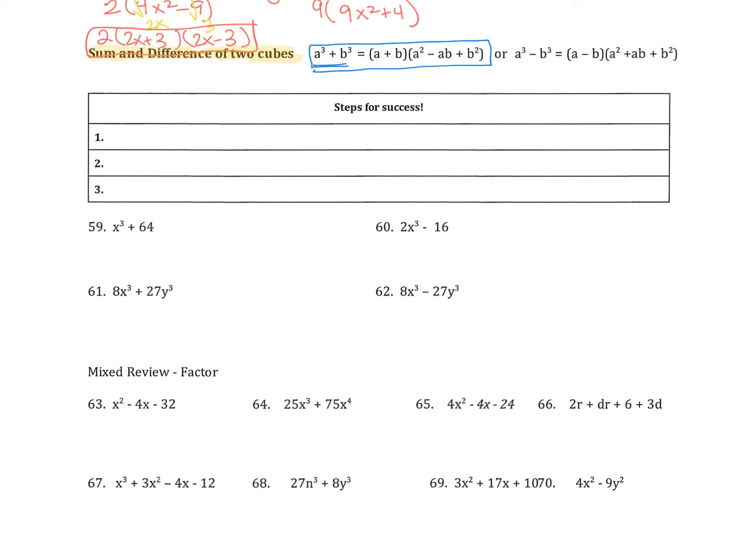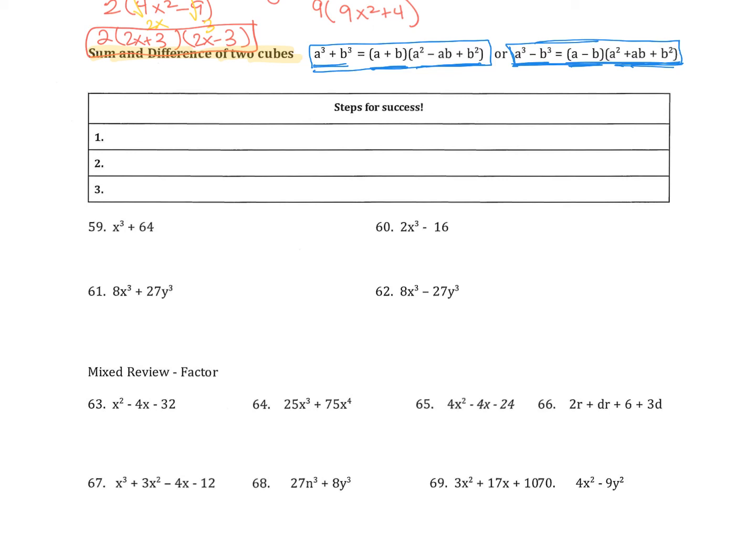It factors into the sum of the cubed roots times the square of the first, minus the product, plus the square of the second. And this is the difference of two cubes. It has a minus sign. And notice that it factors into what looks to be the same formula. However, my signs are different. It factors into the difference of the cubed roots times the square of the first plus the product plus the square of the second.